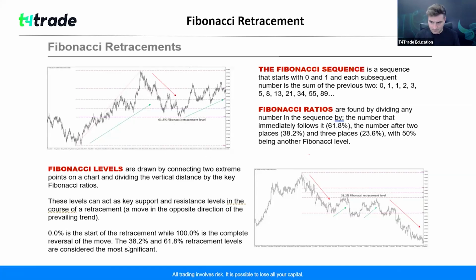And again, the 38.2 and 61.8 retracement levels are considered to be the most significant according to market wisdom and those that actually use it. There's no empirical data supporting this. It's just what traders have observed when trading in financial markets and using the Fibonacci retracement tool. Those are the two levels that have turned out to be the most important. Again, other people like the 50% as well and the 23.6. It's up to your liking, but the most significant ones are 61.8 and 38.2.